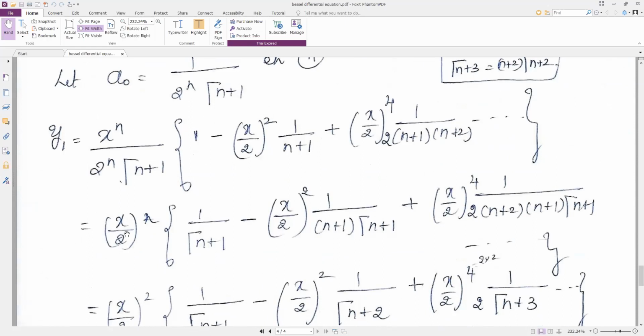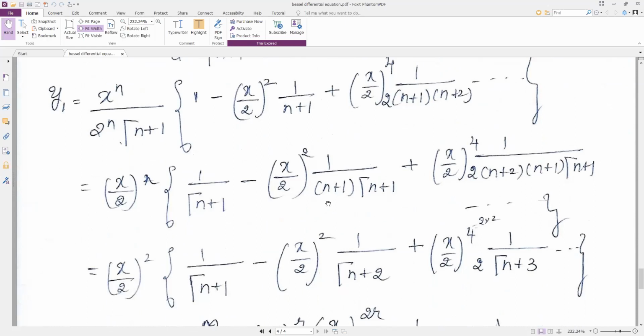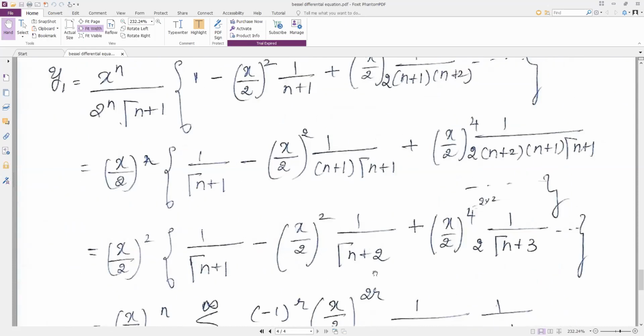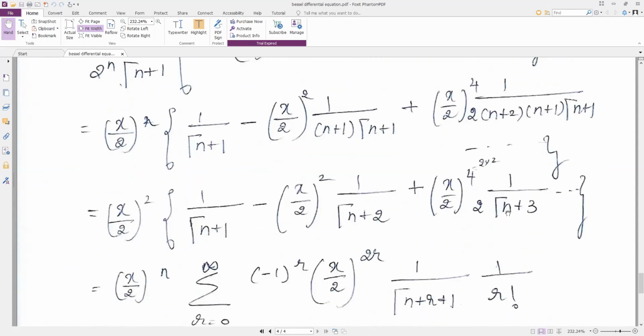You will get x by 2 whole power n. Then 1 by gamma n plus 1 you take it inside. So you will get x by 2 whole square, 1 by n plus 1 gamma n plus 1. All these things you will get. Then what is n plus 1 gamma n plus 1? It is nothing but gamma n plus 2. And n plus 2 gamma n plus 2 is nothing but gamma n plus 3. So substitute. Now we need to write in the form of summation.